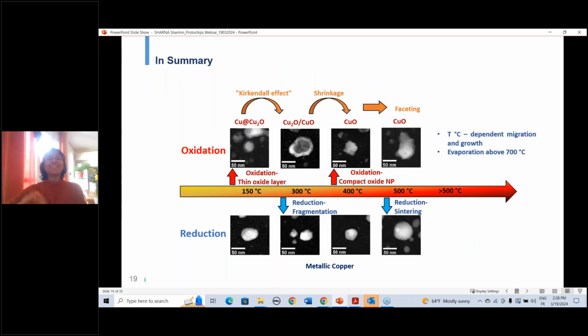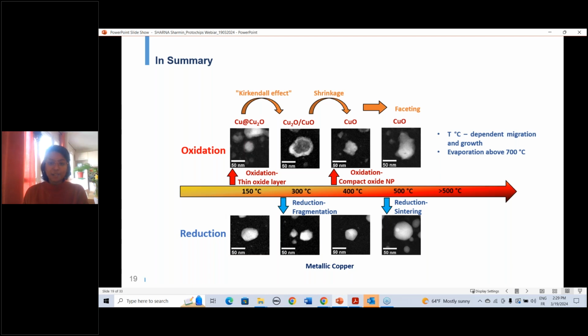Now, to summarize what we have observed, we have carried out oxidation, and depending on the temperature, we can have the Kirkendall effect, hollowing of the particles, shrinkage, and faceting. For the reduction, we can have fragmentation. And finally, at high temperature, we see particle faceting, different types of growth mechanism, and evaporation above 700 degrees Celsius. So we try to understand what is causing the evaporation.